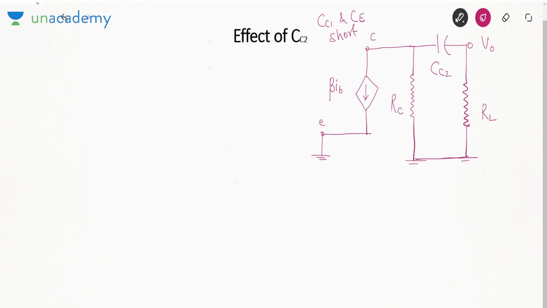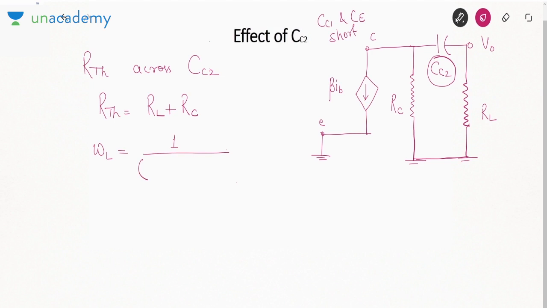Now if I ask you what is the resistance across CC2, RTH across CC2 is RL plus RC, which means the third cutoff frequency that is associated with CC2 is 1 by RL plus RC into CC2.